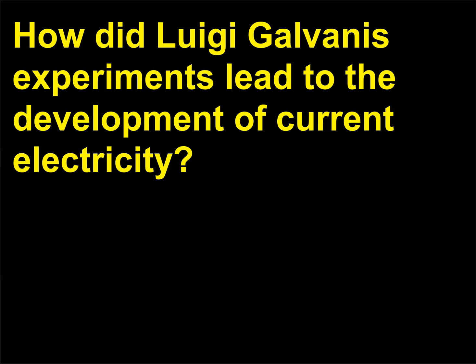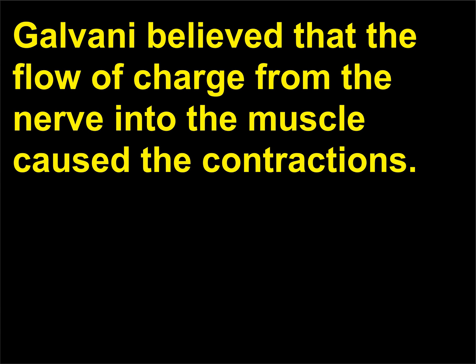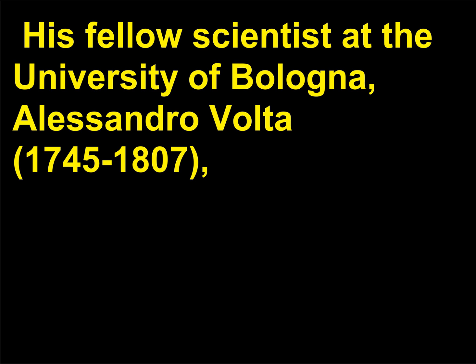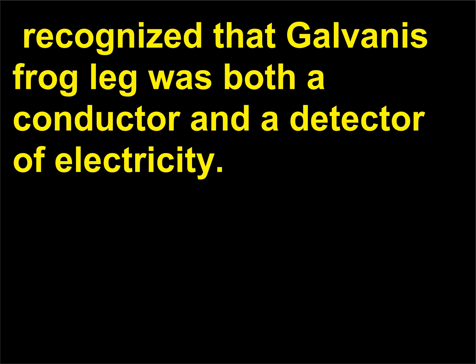How did Luigi Galvani's experiments lead to the development of current electricity? Galvani believed that the flow of charge from the nerve into the muscle caused the contractions. His fellow scientist at the University of Bologna, Alessandro Volta, 1745–1807, recognized that Galvani's frog leg was both a conductor and a detector of electricity.